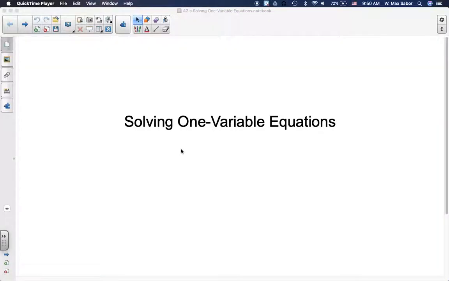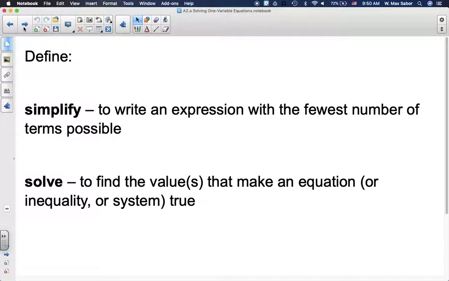Solving one variable equations. There are two main operations that we do on equations. One is we can simplify, which is to write an expression with the fewest number of terms possible. You can say that simplifying is getting it closer to the fewest number of terms possible, but usually we'll want to go all the way.